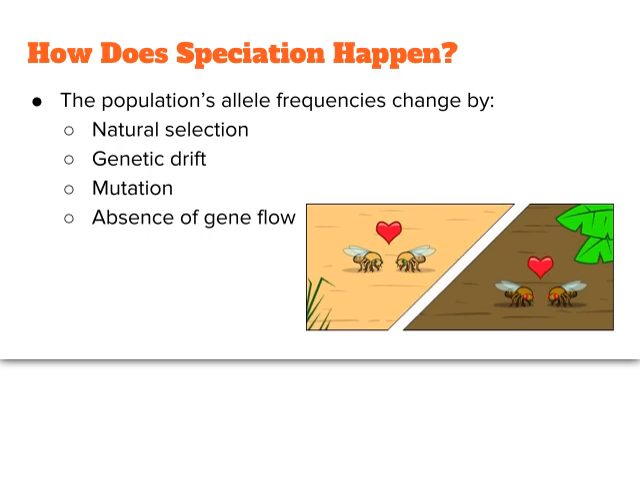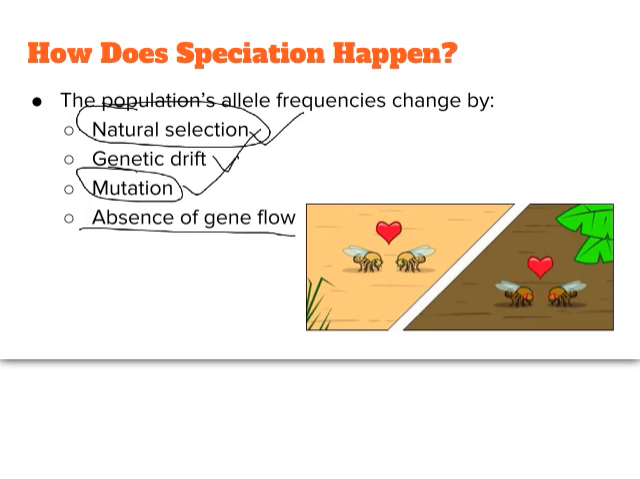Now, I have some flies that are still on the original island, and I have some flies that are on a different island. And I want you to imagine hundreds of years passed, and the two populations are affected by natural selection, they're affected by genetic drift, they're affected by mutations, and they're affected by the absence of gene flow, because the fruit flies can't get between the two islands. And both populations are going to be affected differently. So they're going to have different traits selected for via natural selection. They might have different mutations, and over time, the populations become more and more different.